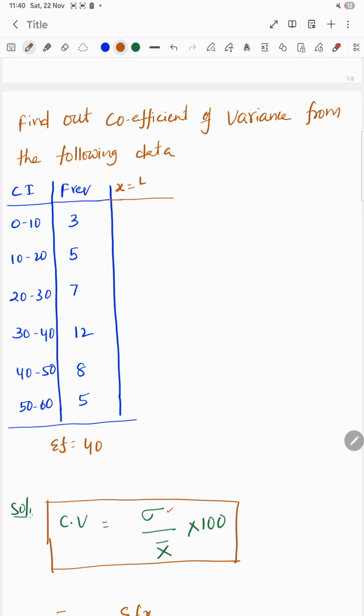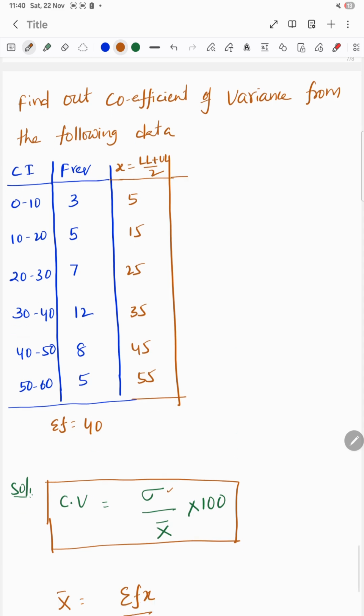X values are calculated by lower limit plus upper limit by 2. This implies 0 plus 10 by 2, that means 5, and this is 15, 25, 35, 45 and 55. I have written fast because we already know about a mid value.